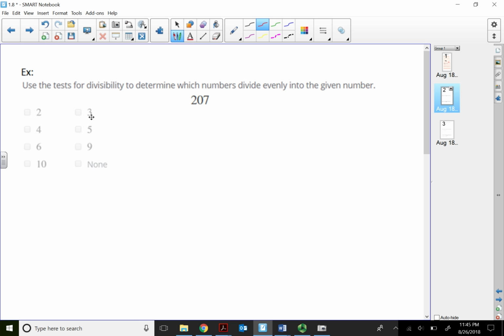Can 3 go into it? In order for 3 or 9 to go into it, I have to add up its digits and see what the sum of the digits is. So 2 plus 0 plus 7 is equal to 9. So 3 can go into 9. That means 3 can go into 207. So 3 is one. Well, divisibility by 9 is the same thing as 3.